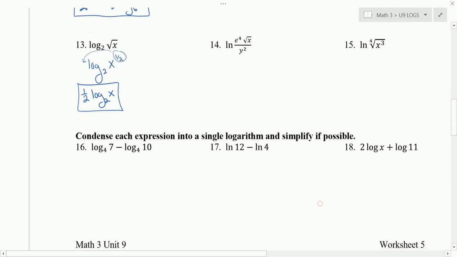The next section, we're asked to condense each expression into a single logarithm and simplify if possible. So number 16, we've got subtracting 2 logs, that's the quotient property, so log base 4 of 7 over 10. And 7 over 10 is not a power of 4. Not going to be able to simplify that any further.